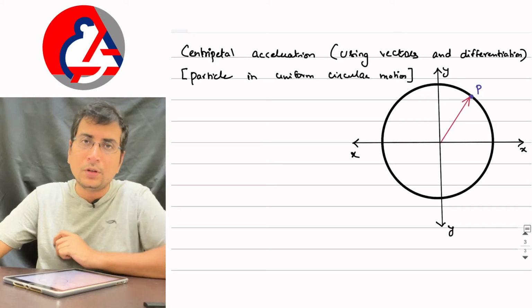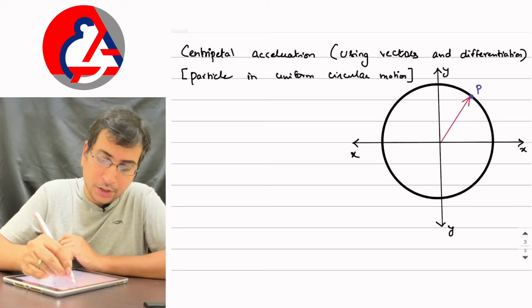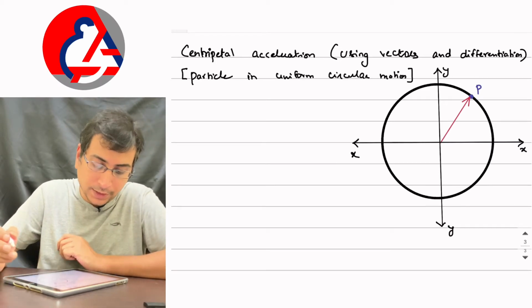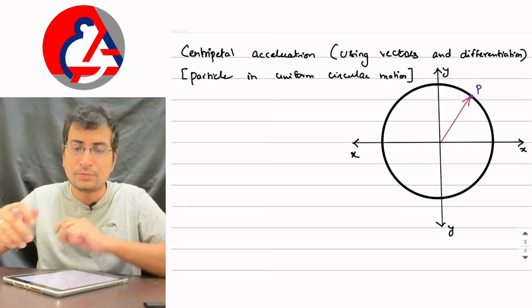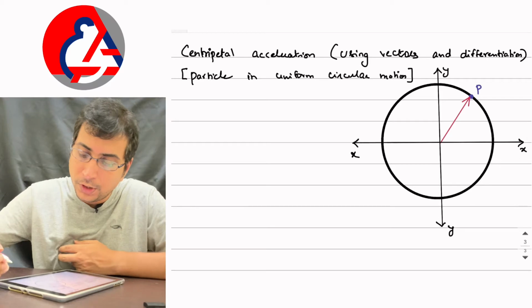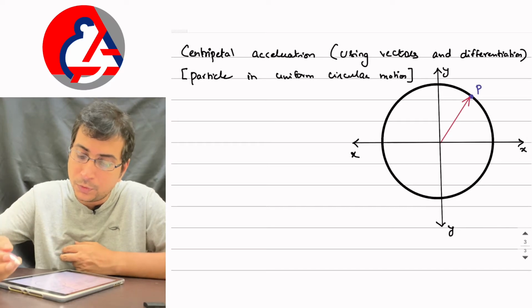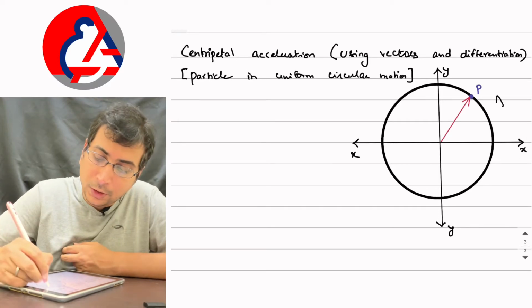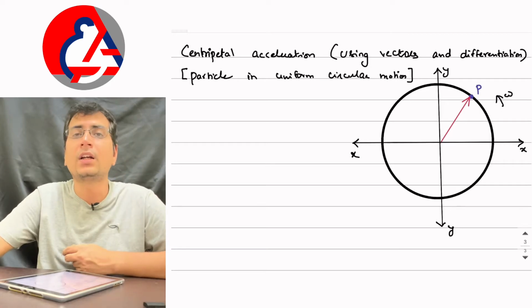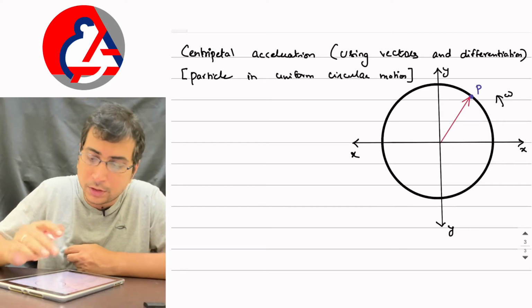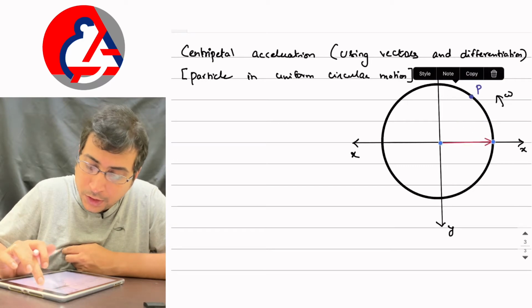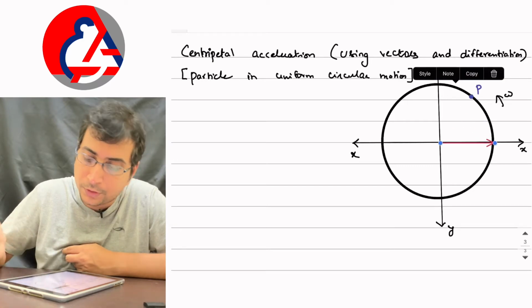In this video, our topic of discussion is going to be the derivation of centripetal acceleration for a particle which is in uniform circular motion. So here we have considered a particle which is revolving in anti-clockwise direction, let's say with an angular velocity omega. Okay, so it is revolving in a circular track. So let us assume that initially the particle was here, right?